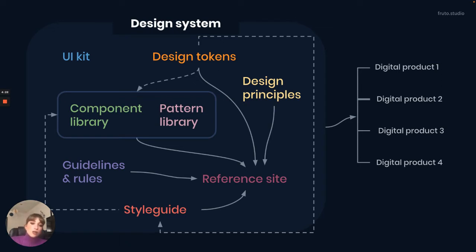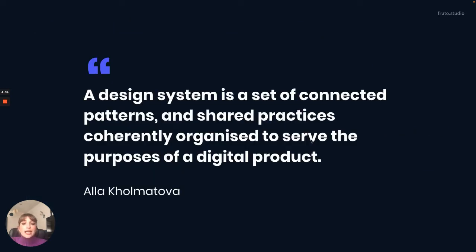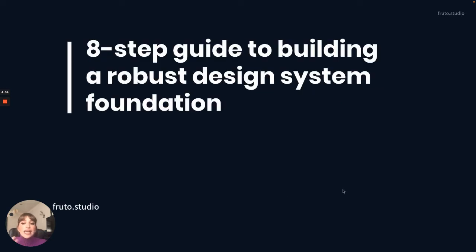And Alla Kholmatova defines design systems very well in her book, Design Systems. She says, "A design system is a set of connected patterns and shared practices coherently organized to serve the purposes of a digital product." Cool. So now that we've untangled and clarified what elements make a design system and how they relate, I want to share with you an 8-step guide on building a robust design system foundation.